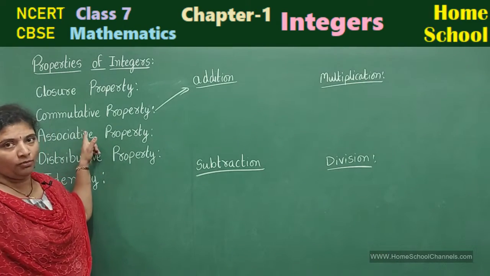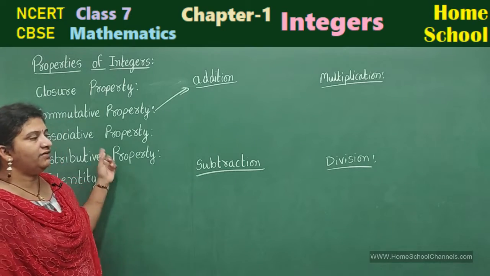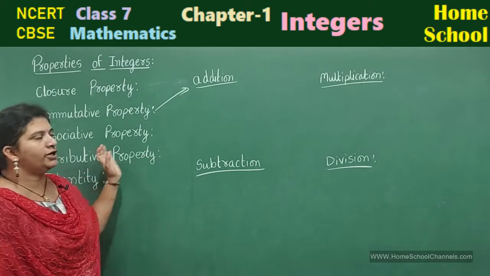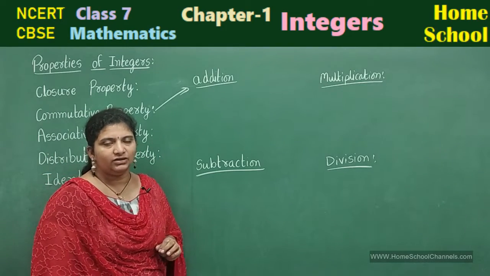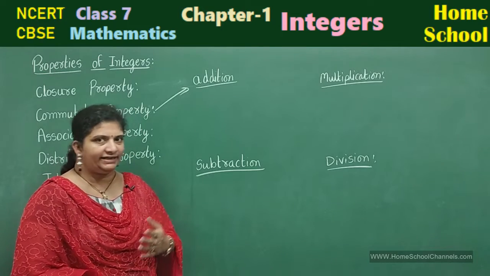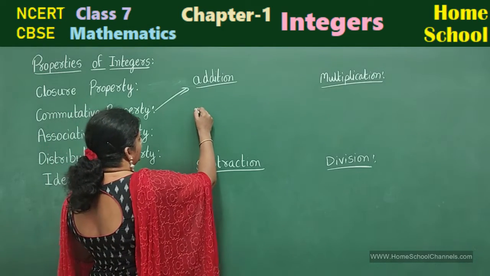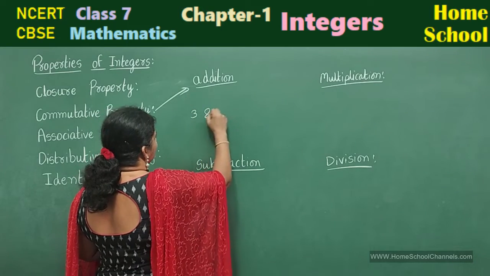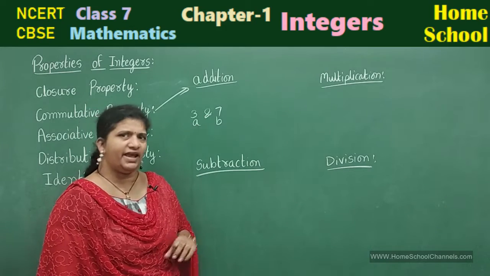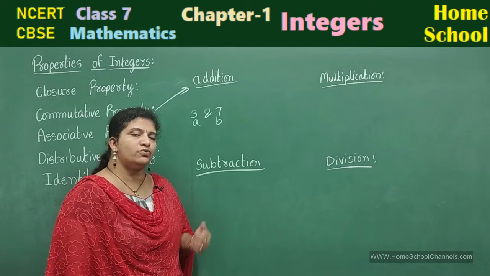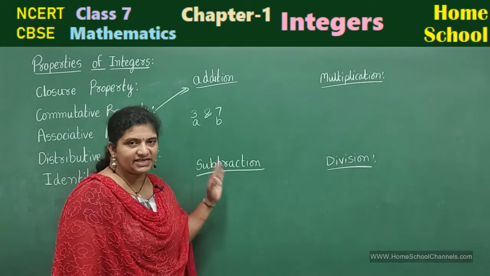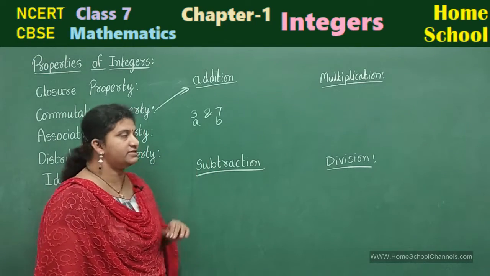Next property, commutative property. Again, we are going to see this property in all the operations. Commutative property under addition. What is commutative property? Again, here we take any two integers. Let me take 3 and 7. And we are any two positive integers. I have taken any integers. You can take one positive, one negative, or both negative also you can take. First, let me explain with an example of two positive integers.